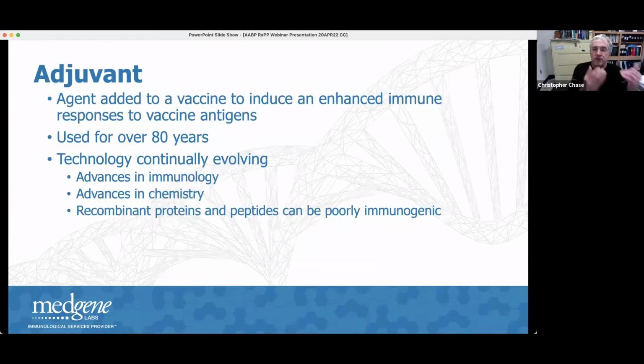So antigen is one key component to any vaccine. The other thing is adjuvant. An adjuvant is an agent that we add to a vaccine to enhance the immune response. We've known about this for many years, and the good news for us is that over time, the ability of adjuvants to do what they need to do has improved as the technology has improved. We can take molecules that maybe weren't particularly immunogenic, and because of the type of adjuvants we can give, make them very responsive in terms of immune response.